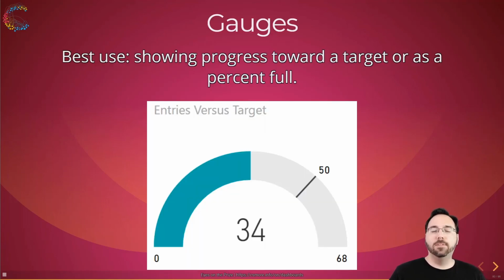Gauges. Progress toward a target, 4% full. They're useful. If you think about a fuel gauge, how much fuel do I have left? Very useful. It shows me where I'm at, how much I have left. In this case, 50 looks like it must be some sort of target. I don't know if I need to get up to there or down to there, but whatever.